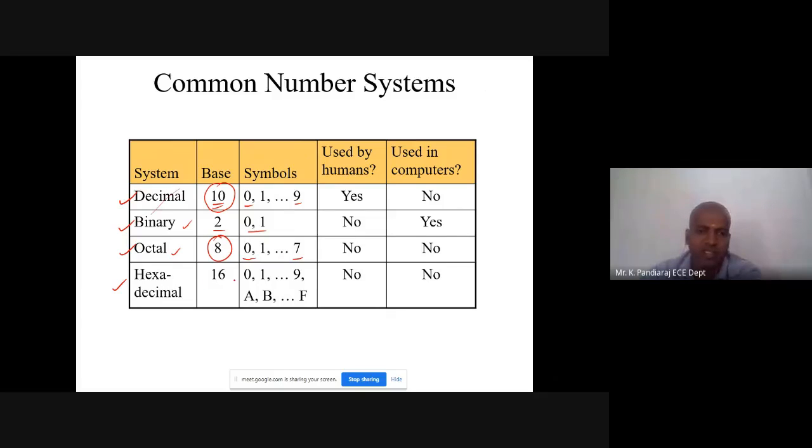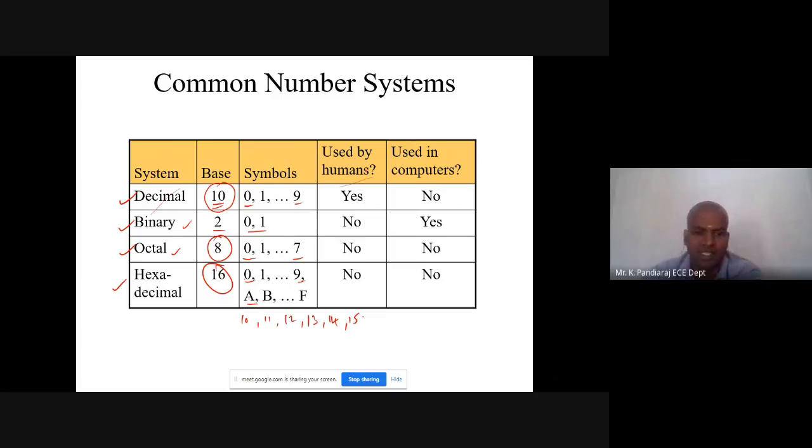And hexadecimal is from 0 to 9. After 9, don't say 10, 11, 12, 13, 14, 15, because in hexadecimal format that is not allowed. After 9, we use the alphabets A, B, C, D, E, F. So the A value is 10, B is 11, C is 12, D is 13, E is 14, and F is 15. So totally 0 to 15, 16 numbers are there, and that's why the base is 16.